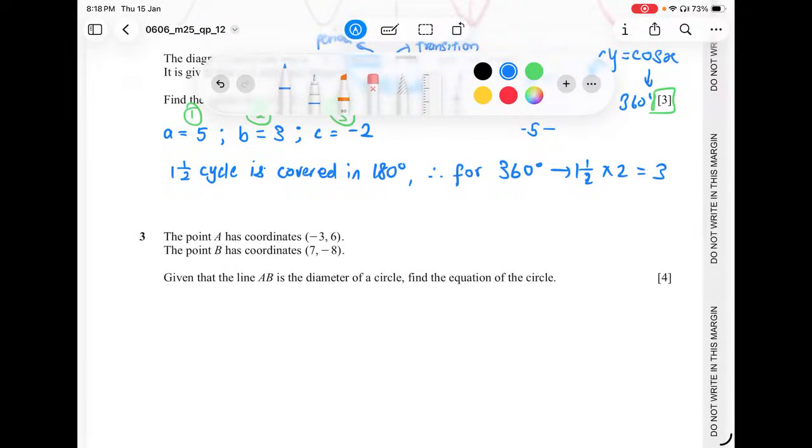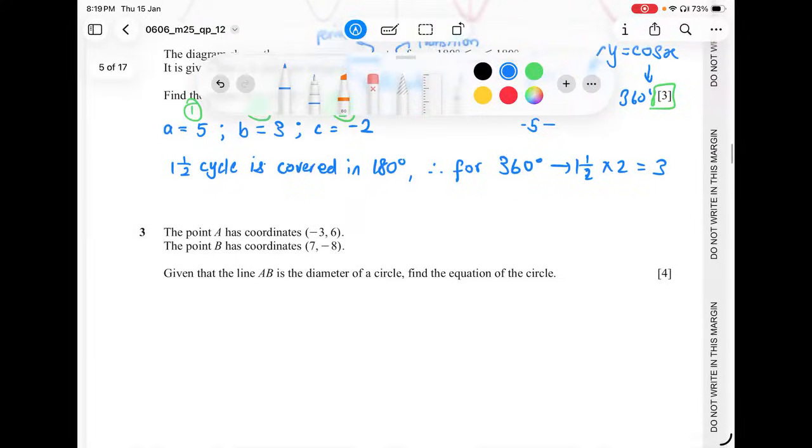The third question is asking: the point A has coordinates -3, 6. The point B has coordinates 7, -8. Given that the line AB is the diameter of the circle, find the equation of the circle. So you have 2 points, and when you join those 2 points, that's the diameter of the circle. So from this you can easily find the radius.